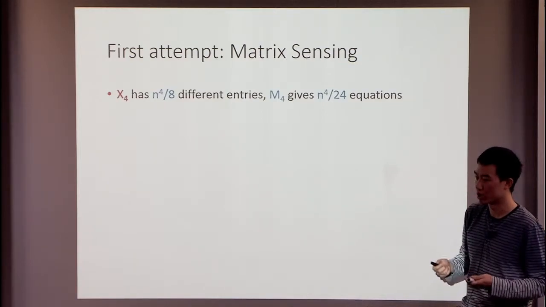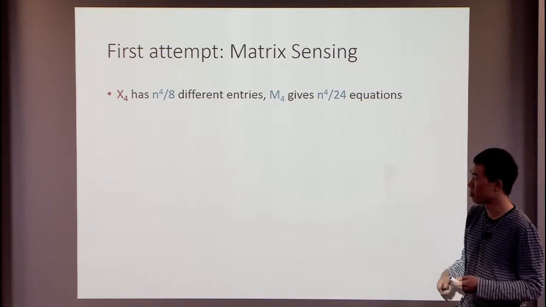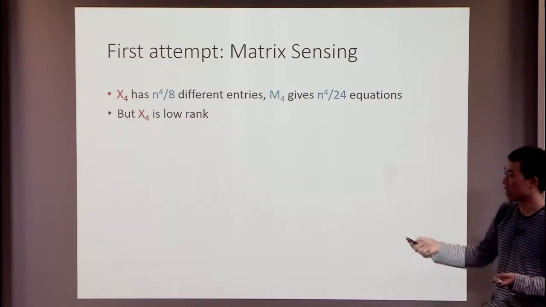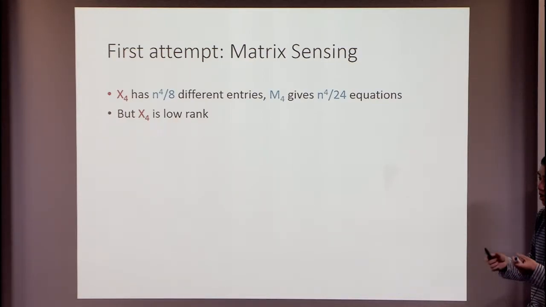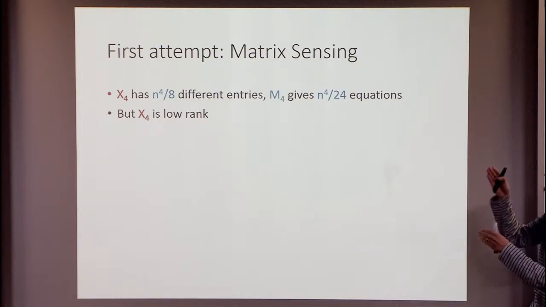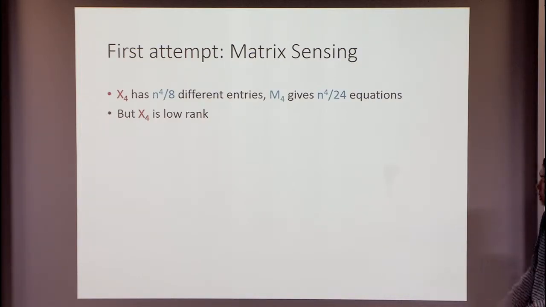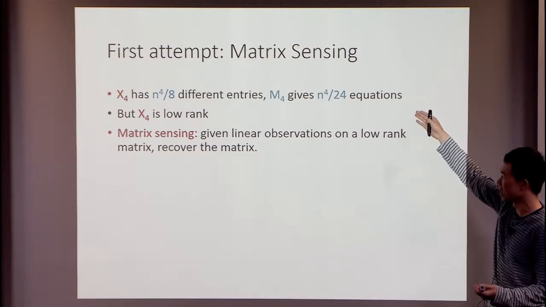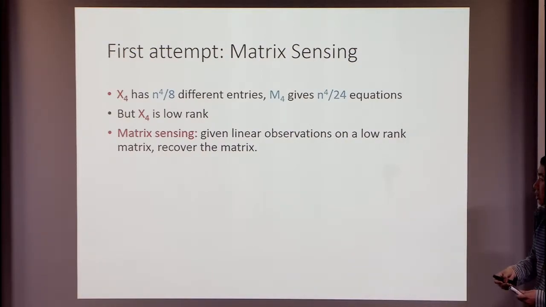So we need some more structure on this unfolded moment X4. But what structure do we have? The most natural structure we have is that X4 is a low-rank matrix. It's the sum of k rank 1 components. The rank 1 components are just the covariance matrices times their transposes. So the problem we want to solve looks like this: we have an unknown low-rank matrix, we get all these linear observations on this low-rank matrix, and then we want to recover this low-rank matrix.